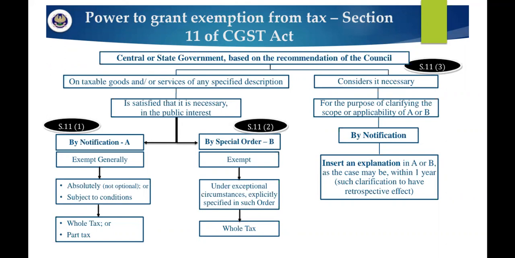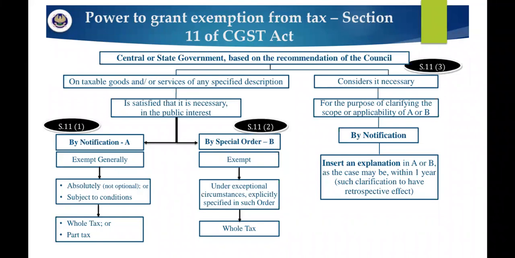Similarly, when it is done for the interest of the public, for public interest, it is divided in two types. First is as per section 11 subsection 1 by notification, that is A, and second is as per section 11 subsection 2 by special order, that is B.